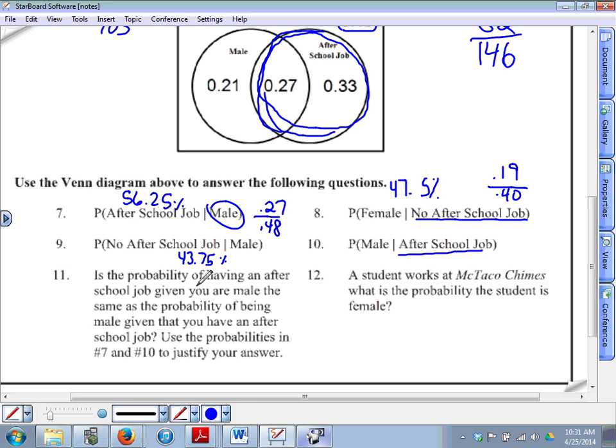47.5%. Question 9 is 43.75. So back here to 10. The condition is they have to have an after-school job. So that's out of, so 0.27 and 0.33 makes what? Simple addition. 0.27, 0.33. 60. So that's 0.6.